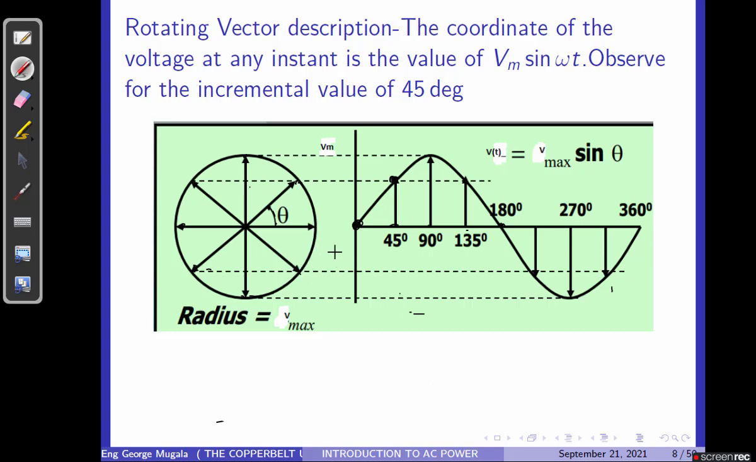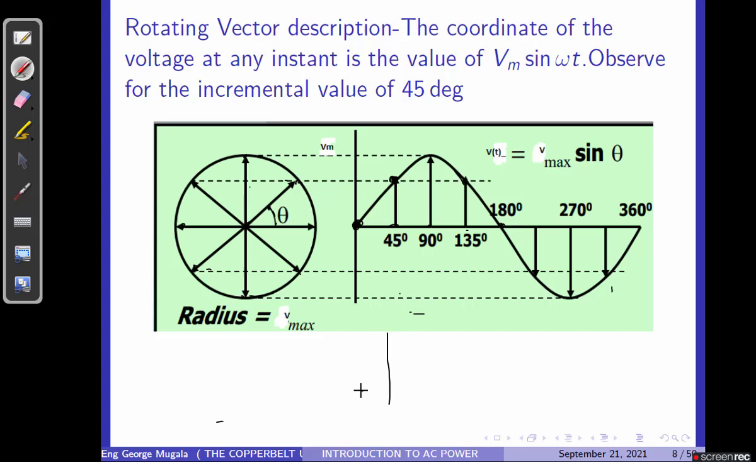So what is the big deal about this? Why are we making a big deal about this? What I'm trying to say here is that this same sinusoidal can actually be represented by some sort of rotating vector. And this rotating vector is how else we can represent our sinusoidal. You can see here that apart from representing it in this manner, we can have a vector.